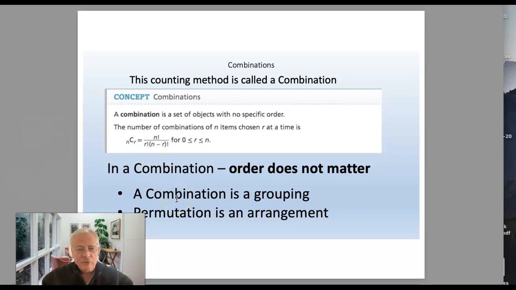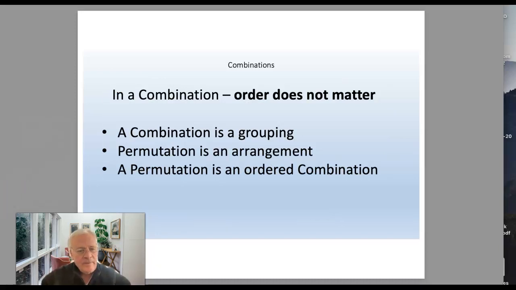Again, a combination is a grouping. A permutation is an arrangement. And you can think of a permutation as an ordered combination. You can think of it like that. Again, in a combination, order does not matter. It's just a group. In the permutation, the arrangement, the order, the listing does matter.